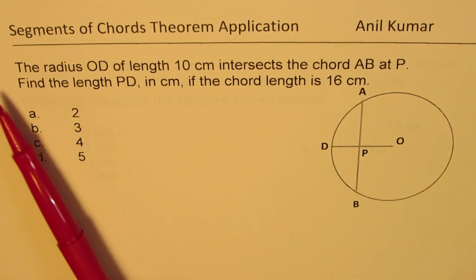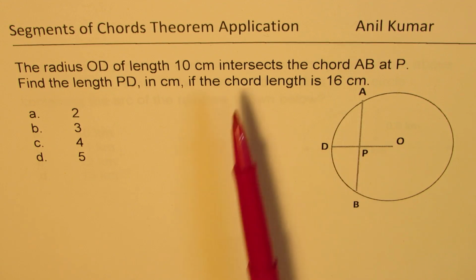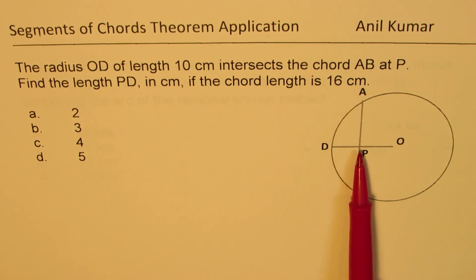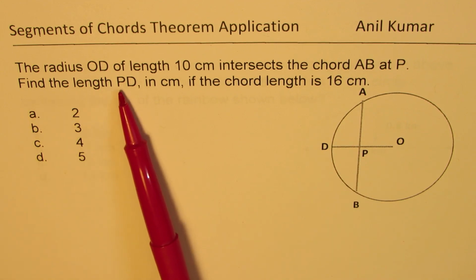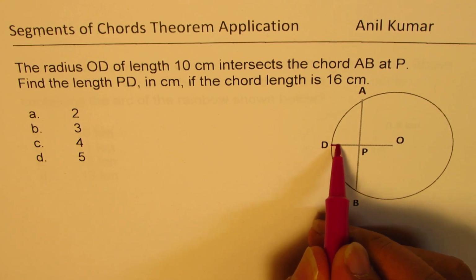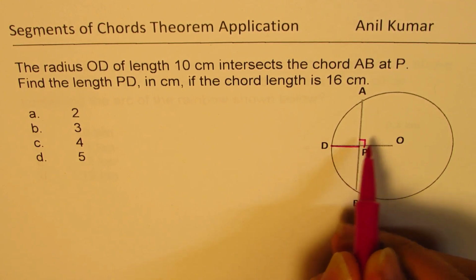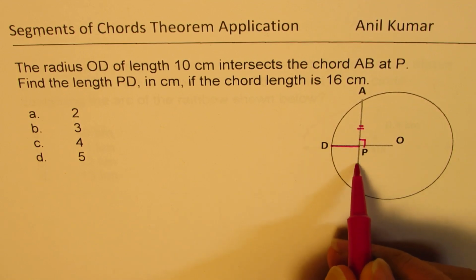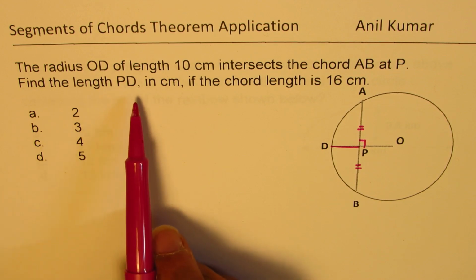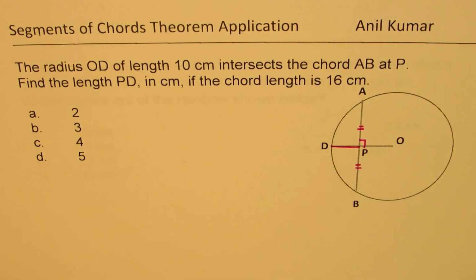The radius OD of length 10 centimeters, so O to D is 10 centimeters, intersects the chord AB at P. Find the length PD in centimeters. So basically, we need to find this length. And we know it will bisect. Since this is the radius and that's the chord, P is the midpoint of AB, correct? Find the length PD in centimeters if the chord length is 16 centimeters.